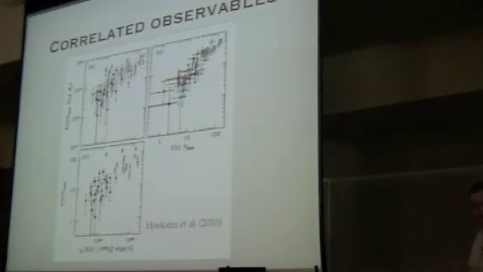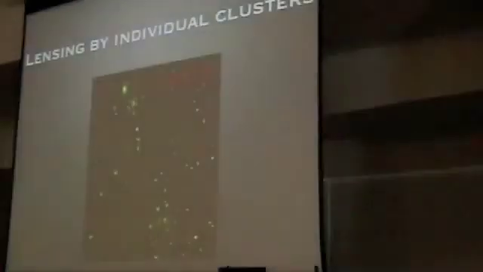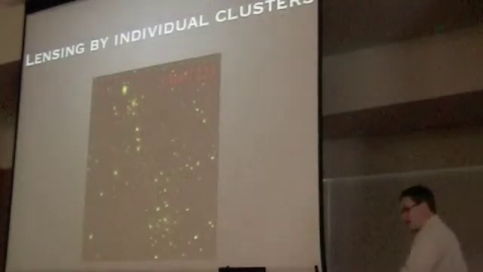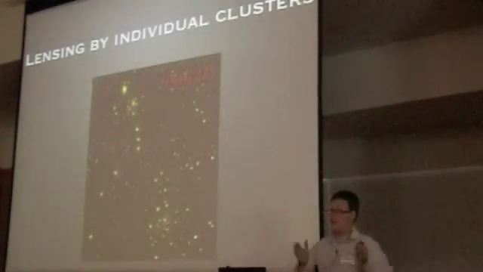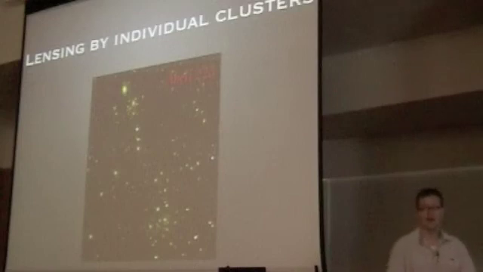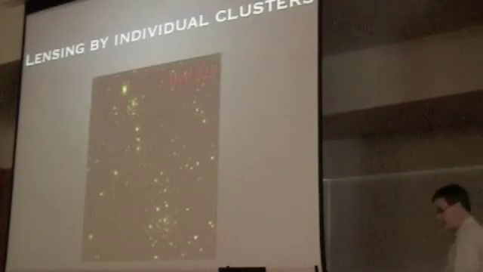And so that shows the warning that if you have this intrinsic scatter and you have some correlation between the parameters, you have to be very careful when you stack the clusters, because you can actually bias your relation. So this is where individual clusters can really help in the interpretation of these stacking analyses. And so this is a nice example of one of the clusters in our sample.